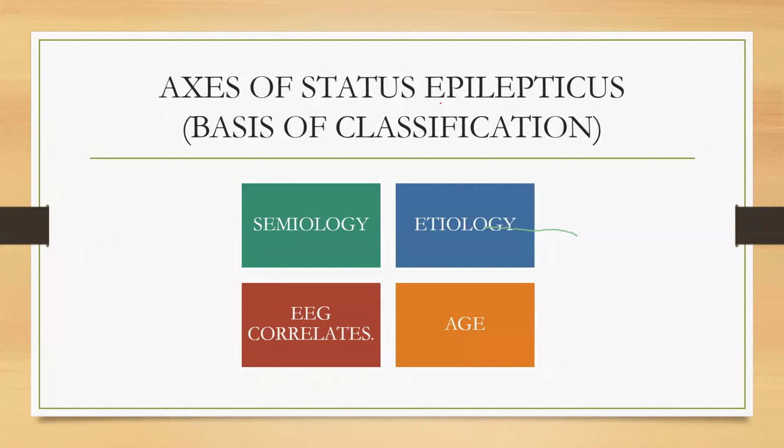So we have to classify status epilepticus based on 4 parameters. That is, first thing, semiology. We have looked into whether it is focal status, focal with awareness or without awareness, or is it generalized status, or is it an absent status? So that is based on semiology. We also looked into etiology. That is, is it a provoked seizure or an unprovoked seizure? Provoked seizure is acute symptomatic and unprovoked seizure is remote symptomatic. And we also have to take an EEG simultaneously and correlate it to the EEG parameters as well to taper our treatment. And we also look into the age, because the younger the age, the worse the prognosis. So these are the axes of status epilepticus.